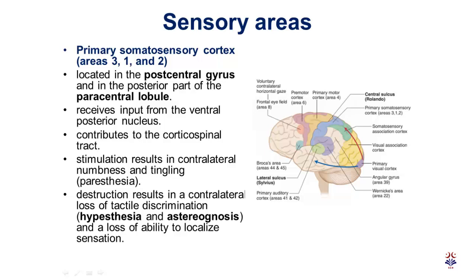If we stimulate this area, then it will result in contralateral numbness and tingling sensation. And destruction of this area results in contralateral loss of tactile discrimination, that is called hypesthesia, and astereognosis. Astereognosis is the loss of ability to recognize things when we don't see and only touch with our hands with closed eyes. We cannot recognize. This is called astereognosis. And there is a loss of ability to localize sensation.